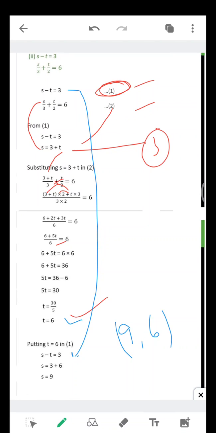So this is a unique solution again. When you draw the graph of these two equations, these two lines will meet at 9 comma 6. Okay, and it has a unique solution because a1 by a2 is not equal to b1 by b2.